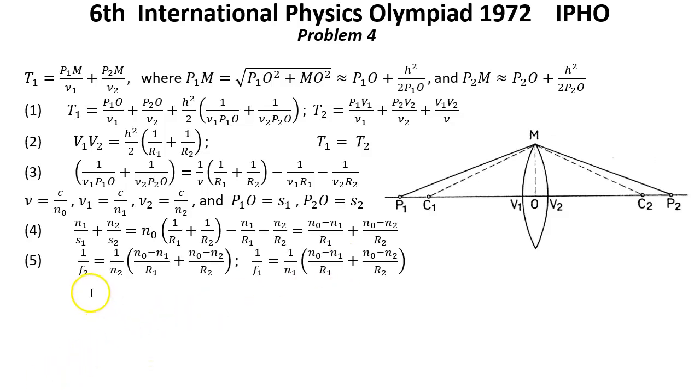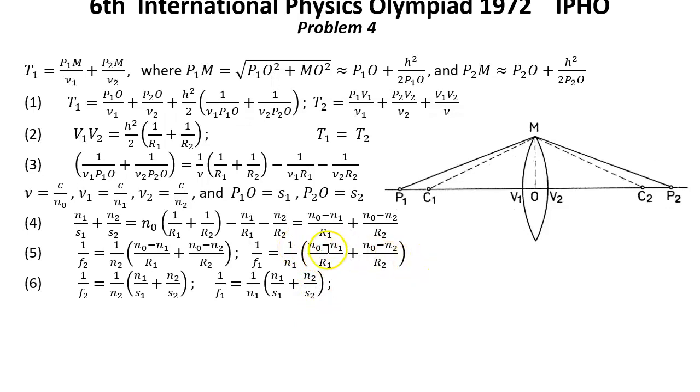So we have 1 over f2 equal 1 over n2 multiplied by this expression, and the same thing for 1 over f1 equal 1 over n1 multiplied by the same expression. But these two expressions are exactly equal to the previous expressions in number 4. So we can combine number 4 and number 5 and find that 1 over f2 equal this one, and 1 over f1 equal this one.